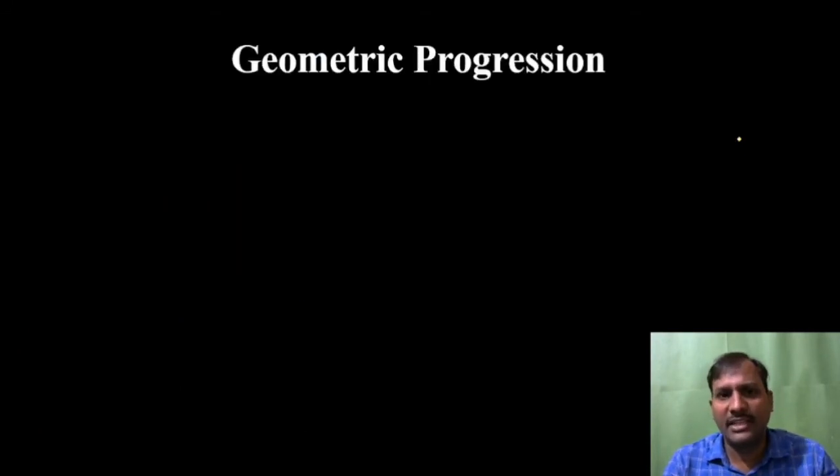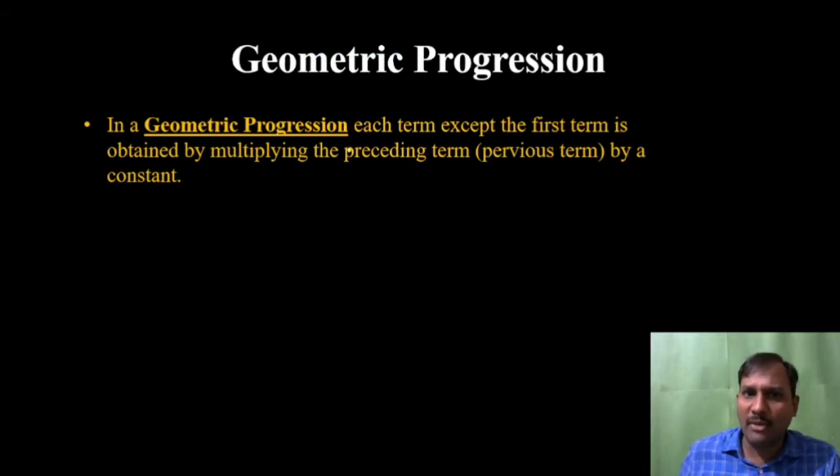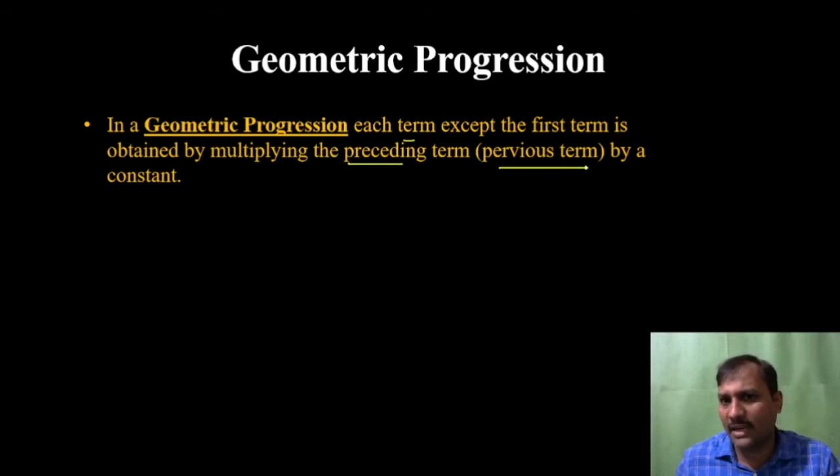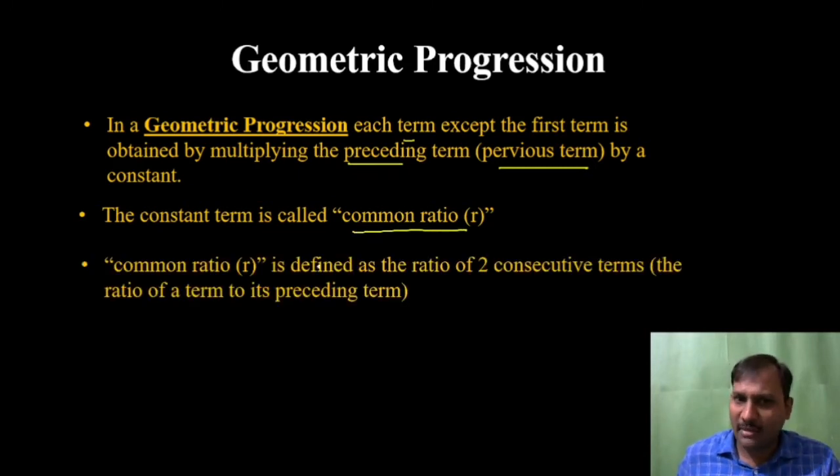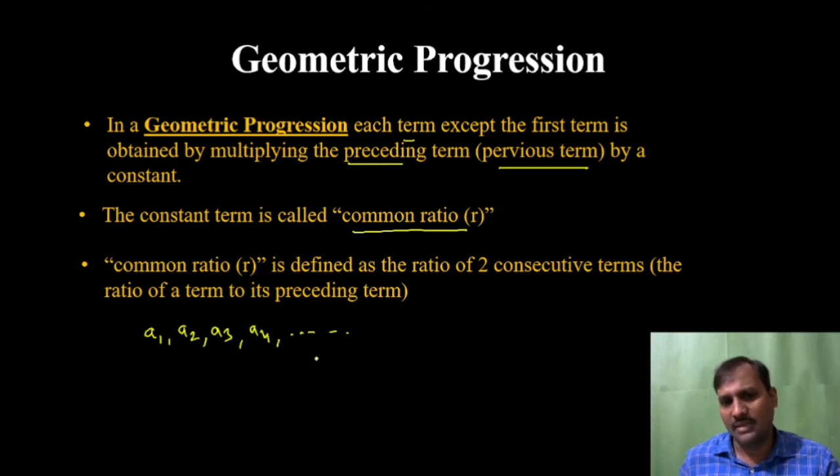So let us have the definition here, geometric progression. In a geometric progression, each term except the first term is obtained by multiplying the preceding term by a constant. Preceding term means the previous term. The constant term is called the common ratio. So what is the common ratio? The common ratio is defined as the ratio of two consecutive terms, the ratio of a term to its preceding term. Suppose you have a1, a2, a3, a4, these are the terms, a(n-1), an suppose.